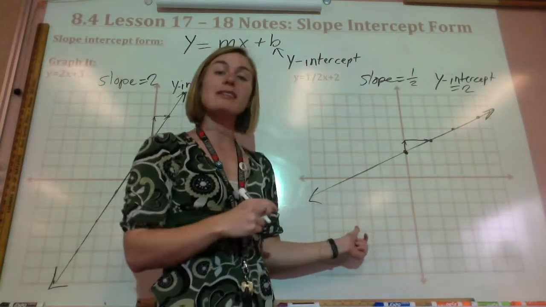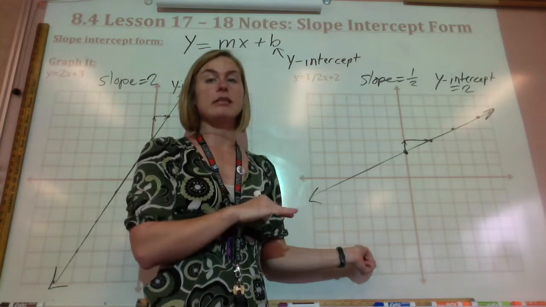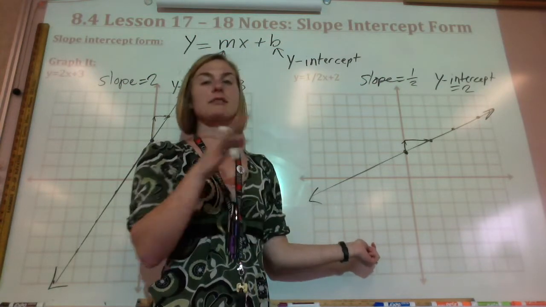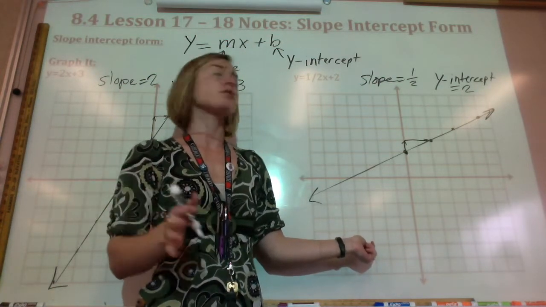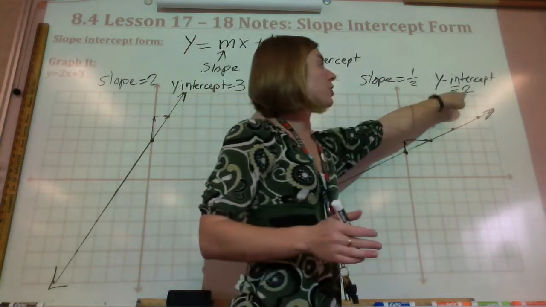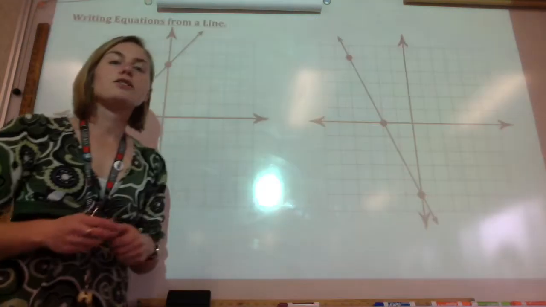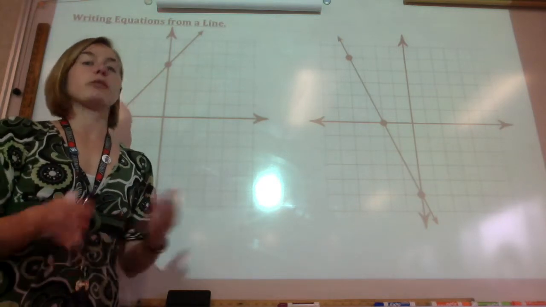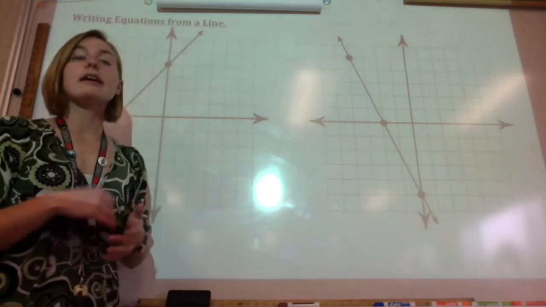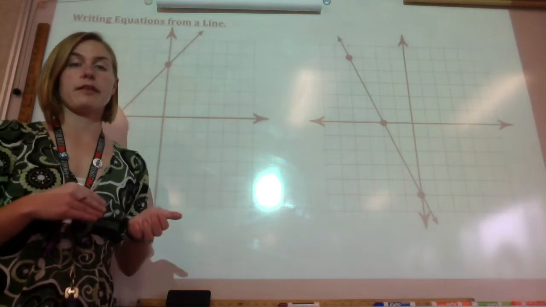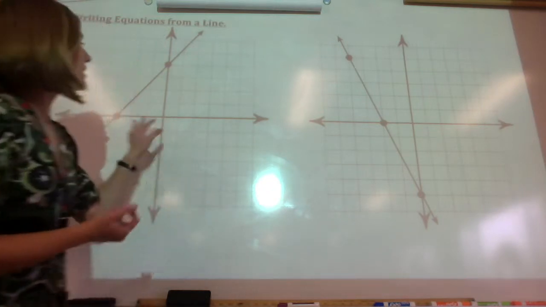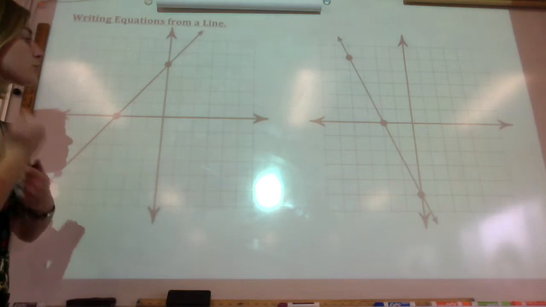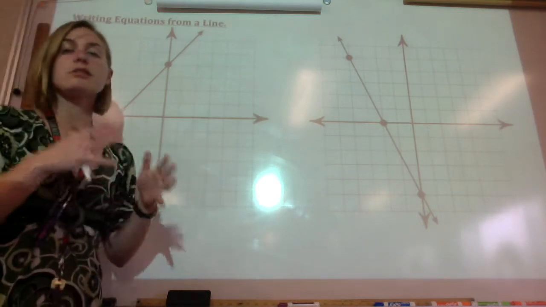So hopefully you can see that that is a lot faster than making a t-table, choosing some numbers for x, plugging it in, and finding y. Because all we need is to know where we're starting and then where we go from there. So now that we know how to draw a graph from an equation, we need to go the other way. We need to take a graph and figure out what the equation of that graph is. So let's take a look at our first example. So remember, we're going to put it into this slope-intercept form.